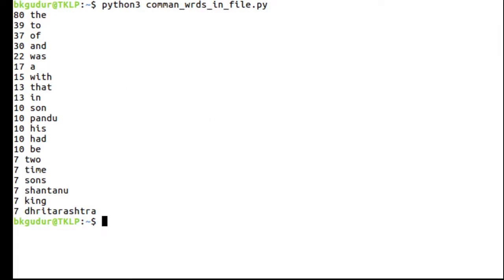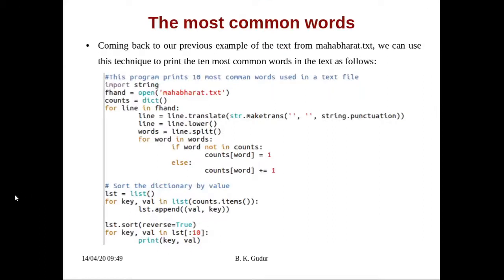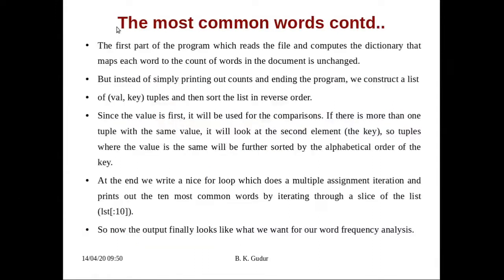Right? So this is how we can use tuples with dictionaries to sort, to find particular occurrences of a particular word, and even the most commonly used words. The first part of the program reads the file and computes the dictionary that maps each word to the count of words in the document, without changing that document, but instead simply printing the output of that program.